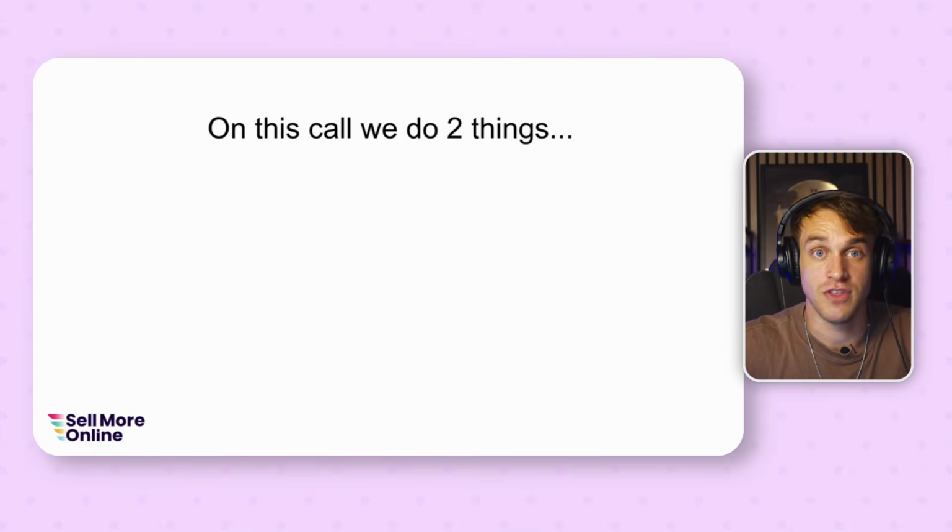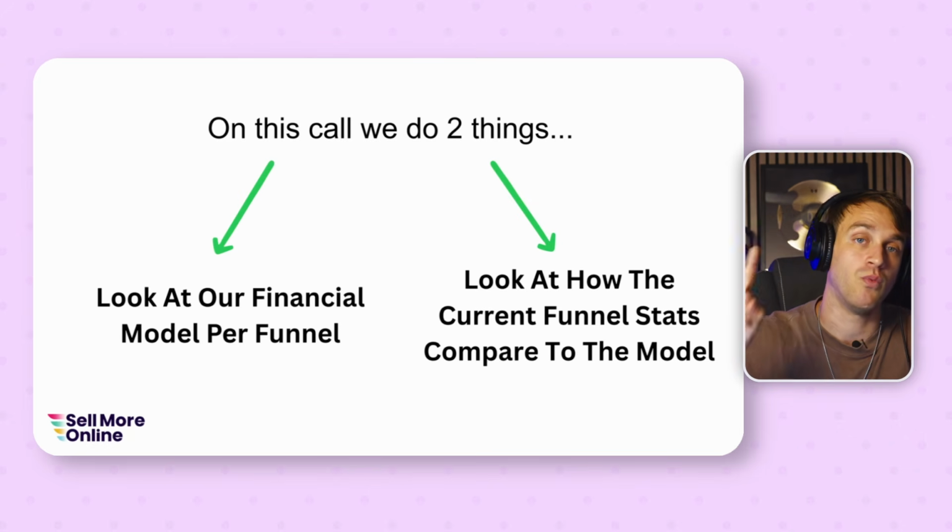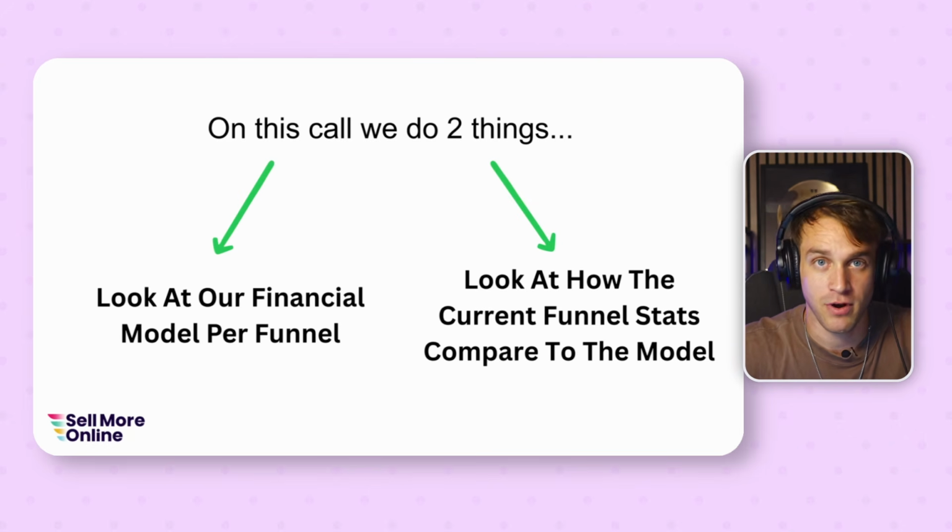And just to be very clear, I do not spend more than 2 hours a week in any ad account, even the ones that we spend 5K a day plus on. Why? Because I have a call every single Monday with my COO, Cam, and we follow our bottleneck breaking protocol per campaign and per client. And on this bottleneck breaking call, we do 2 things. We 1, look at our financial model per funnel or per campaign, and 2, we look at how the current funnel stats compare to the model.